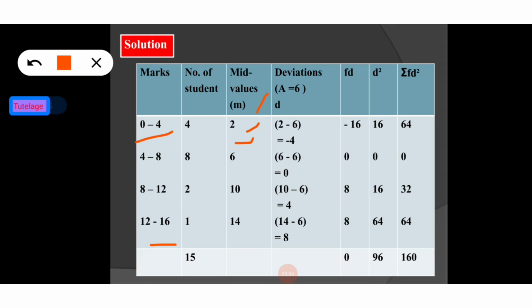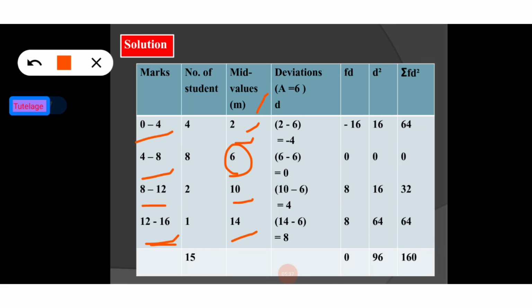Now going to the second class, 4 plus 8, that means 12, 12 by 2, that means 6. Now going to the third one, 8 plus 12, that means 20, 20 by 2, which is equal to 10. And now going to the last one, 12 plus 16, that means 28. So 28 by 2, that means 14. So 14 is the mid value for the last class, okay.